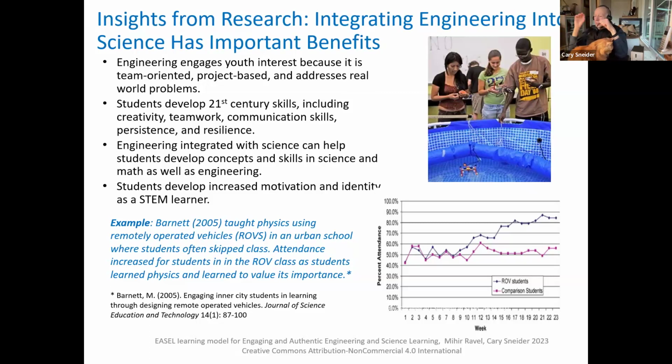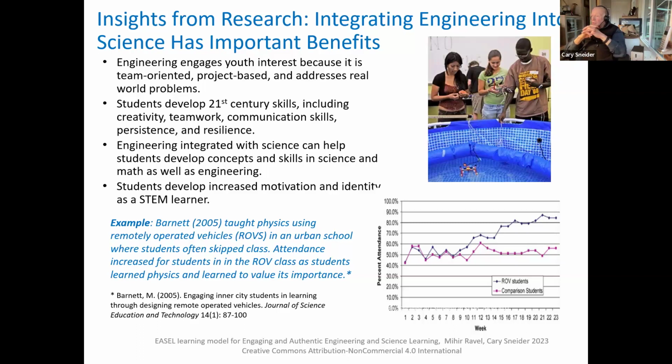As an example, we just pulled out one of the 263 studies. This particular one is a teacher who was teaching physics and he introduced the use of this submersible robot, a remotely operated vehicle, as part of the science class. So it was an inner city school where daily attendance varied between 50 and 60%.